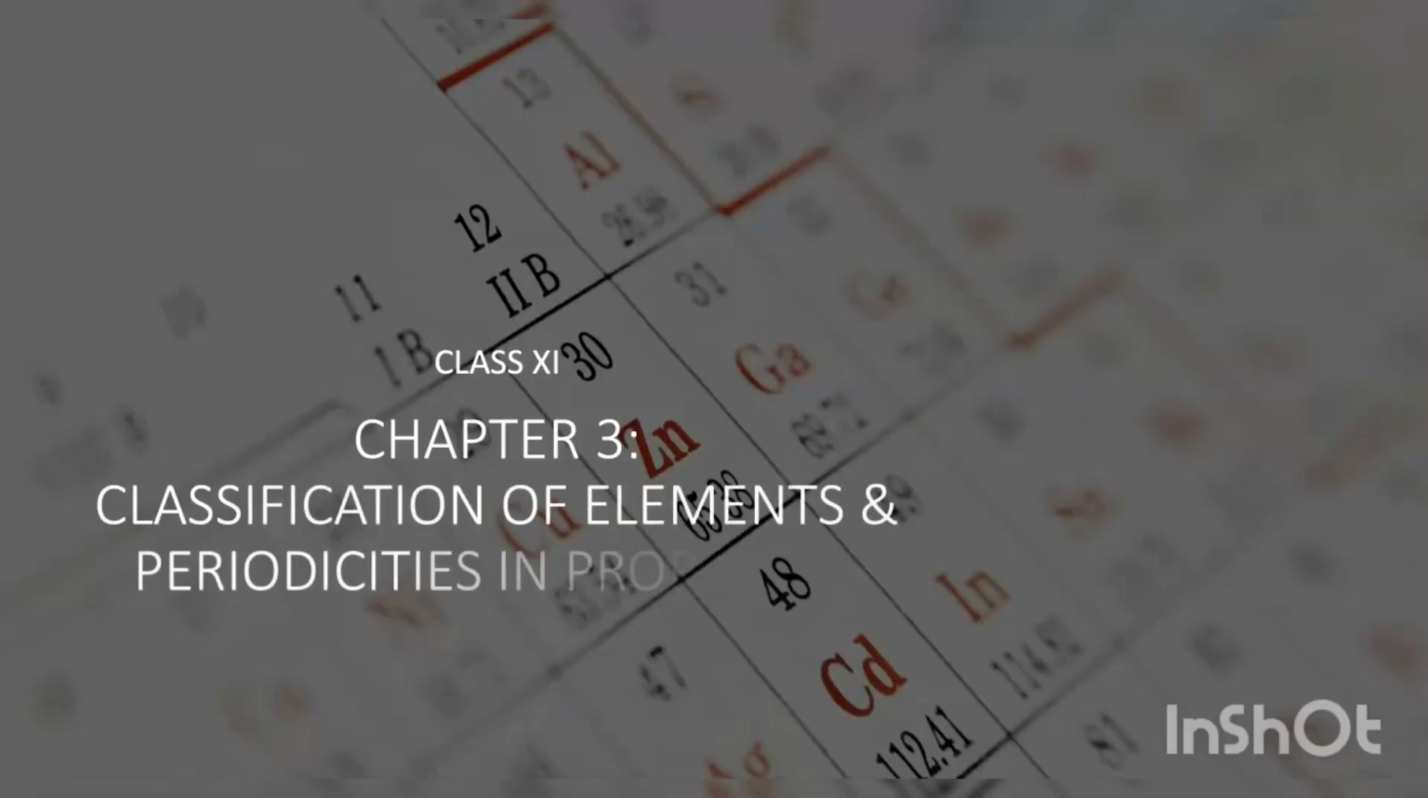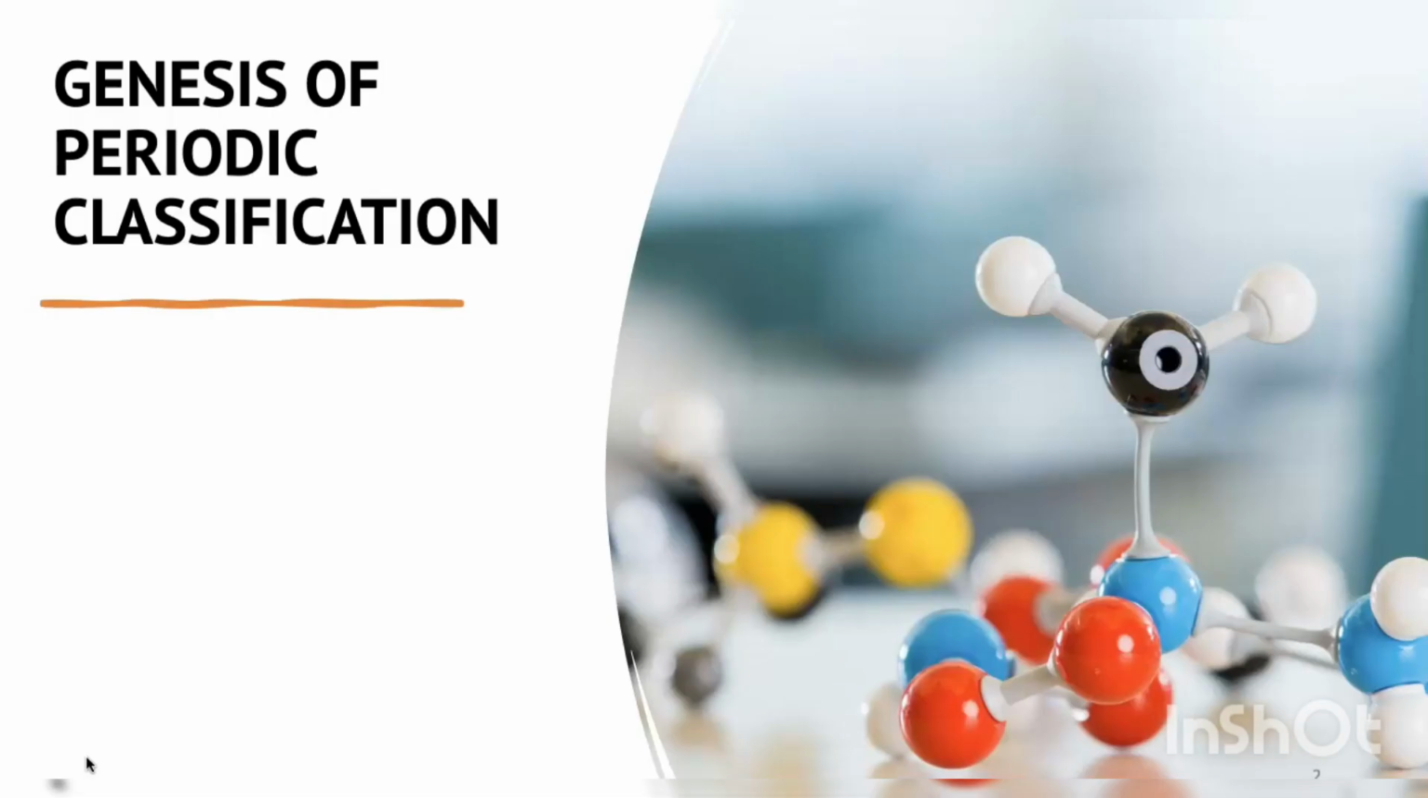Let's begin with Class 11 Chapter 3, Classification of Elements and Periodicity in Properties. Coming to the genesis of periodic classification. We know the elements are the basic units of all types of matter. With such a large number of elements, it is very difficult to study individually the chemistry of all these elements and their innumerable compounds. To ease out this problem, scientists searched for a systematic way to organize their knowledge by classifying the elements.